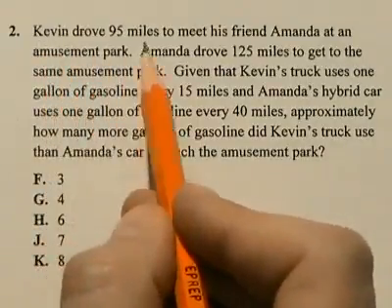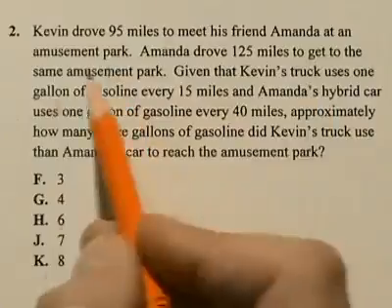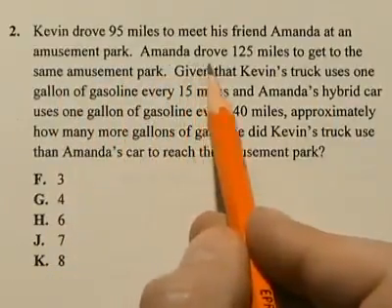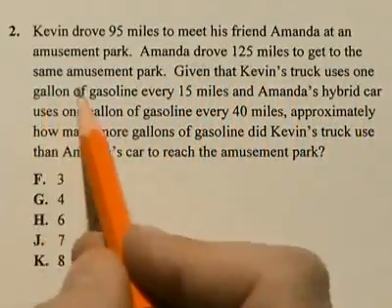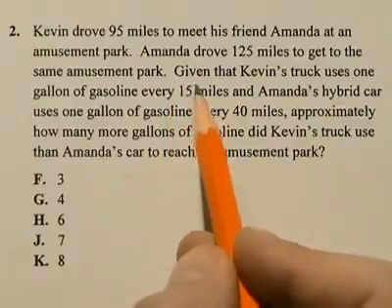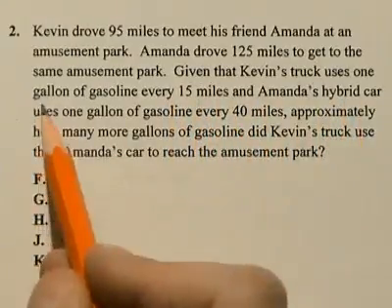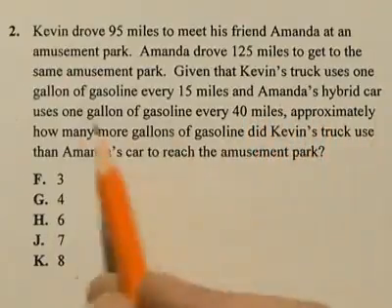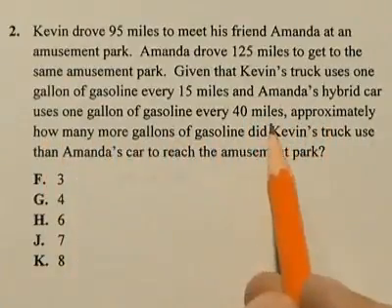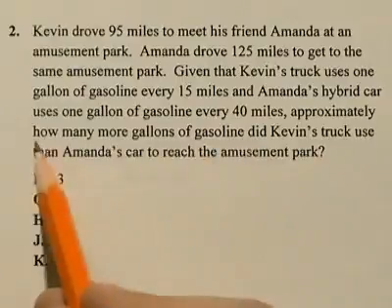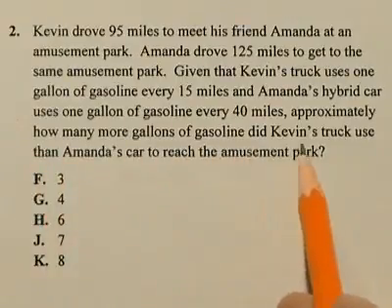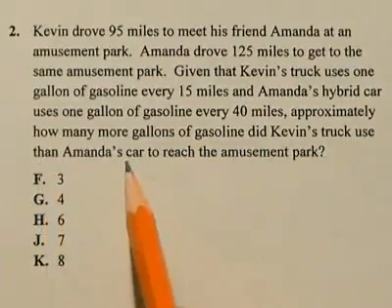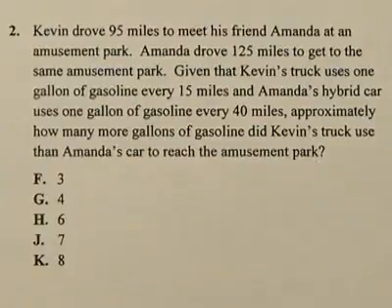Kevin drove 95 miles to meet his friend Amanda at an amusement park. Amanda drove 125 miles to get to the same amusement park. Given that Kevin's truck uses 1 gallon of gasoline every 15 miles and Amanda's hybrid car uses 1 gallon of gasoline every 40 miles, approximately how many more gallons of gasoline did Kevin's truck use than Amanda's car to reach the amusement park? That is certainly a mouthful.